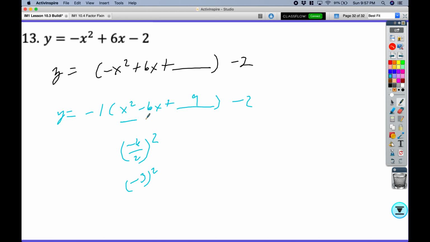So now I'm going to rewrite this as y equals, the negative 1 is my a value. Then as a perfect square, this would be x minus 3 squared. And I kind of jumped the gun there really quickly. I want us to realize that I did not just add a positive 9. I added a negative 9. So since I added a negative 9, I need to keep this balanced by adding a positive 9. So then that would turn into plus 7.